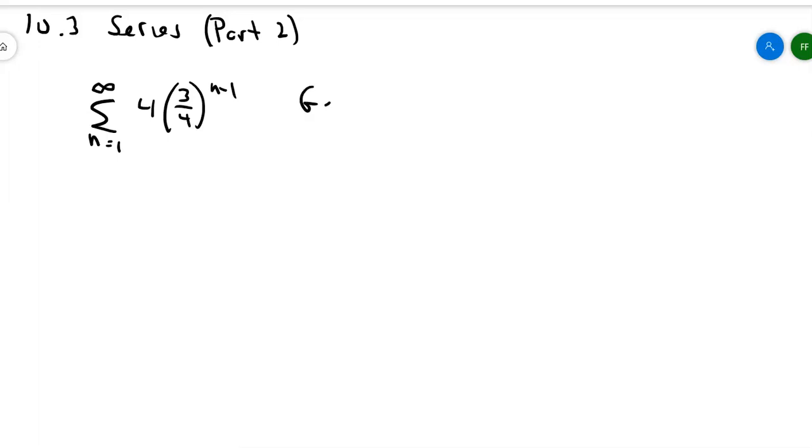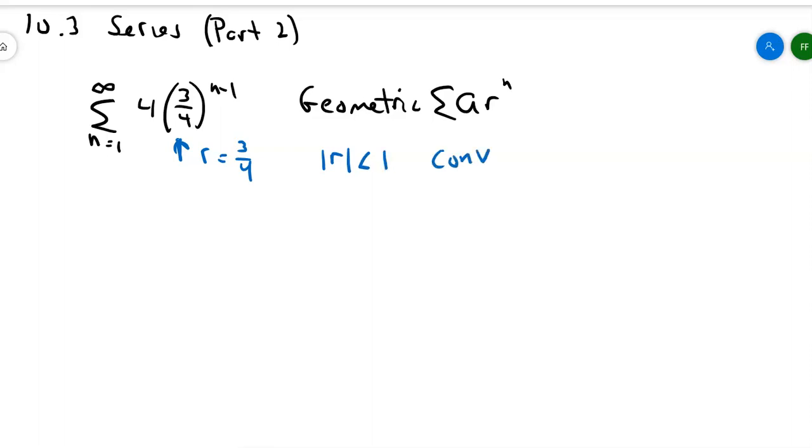Well, first of all, I know that this series is geometric. It's in the form of ar to the n or ar to the n minus 1. I also know it's an infinite series because the upper limit up there is infinity, and so I should keep adding terms forever and ever. I also can figure out what the ratio is. If I look at this value here, that r value is 3/4, so because the absolute value of the ratio is less than 1, it converges.